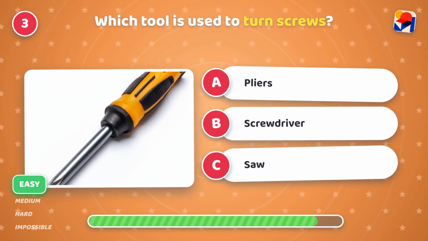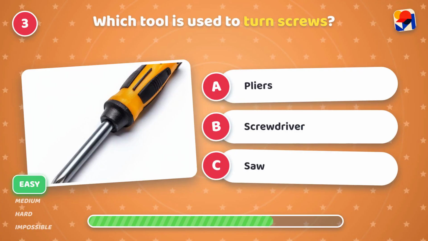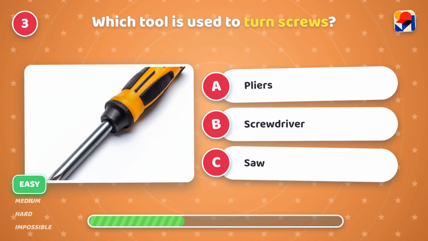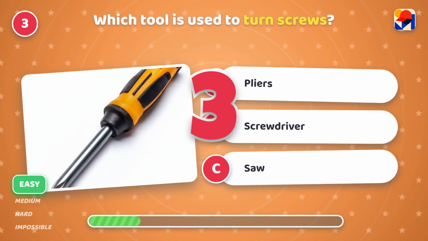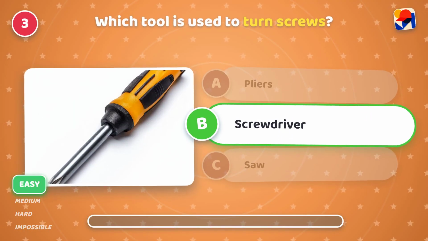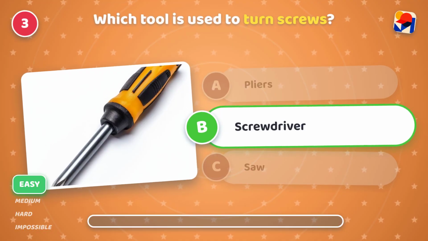Which tool is used to turn screws? Is it A, pliers, B, screwdriver, or C, saw? It's B, screwdriver. It tightens or loosens screws.